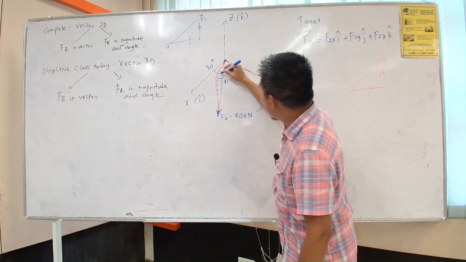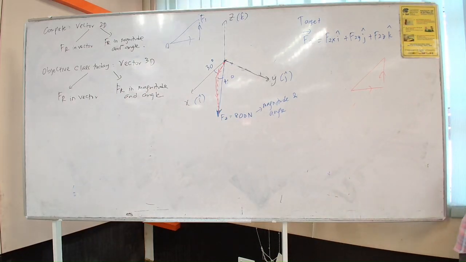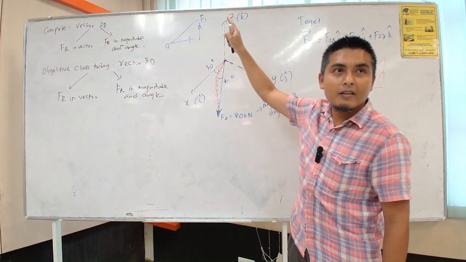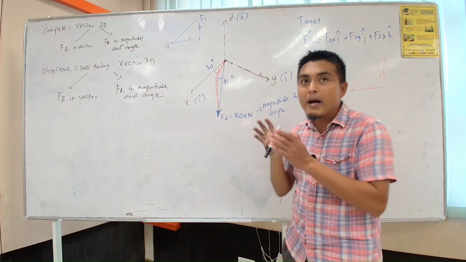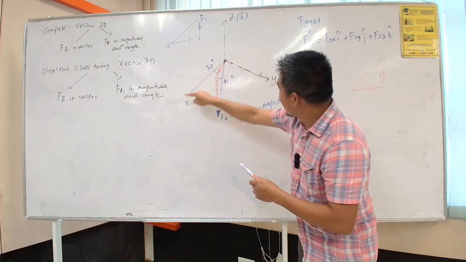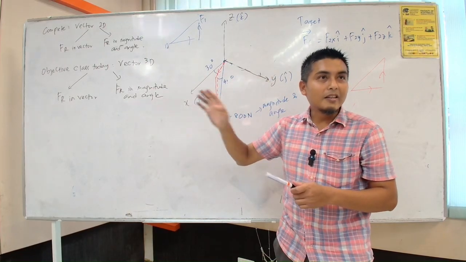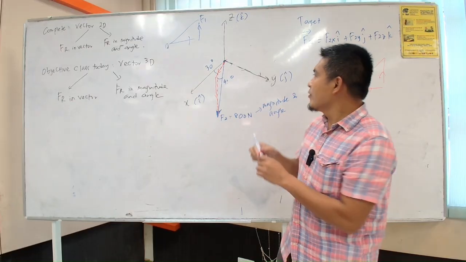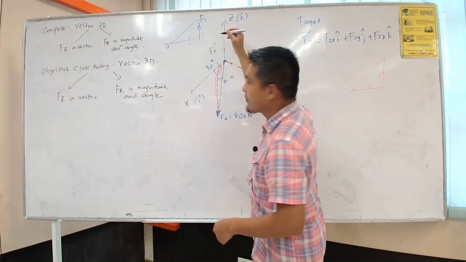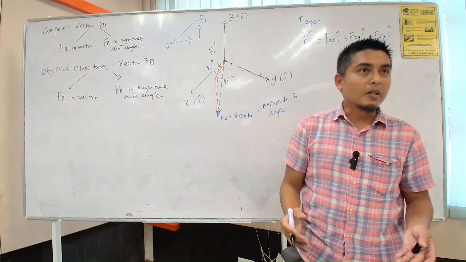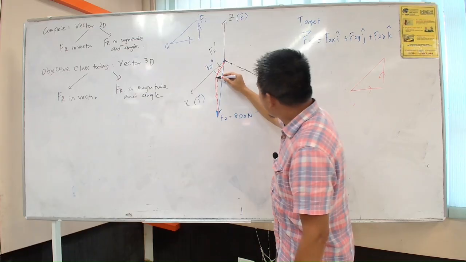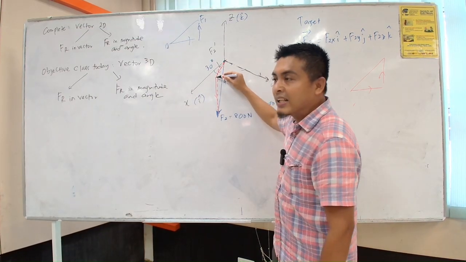We name this one. Does the direction follow the X, Y, or Z axis? Is it parallel with the X, Y, and Z axis? No, it's not parallel at all. So, if not parallel, we name it F2 prime. We just name it F2 prime because it's not parallel with the X, Y, or Z axis.